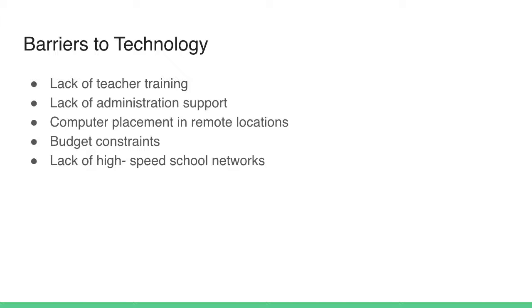Barriers to technology include lack of teacher training, lack of administration support, which can mean that administration might not try to push hard for new technologies as teachers would, computer placement in remote locations, which makes access to network connection difficult, budget constraints, and lack of high speed school networks, which slows down the classroom.